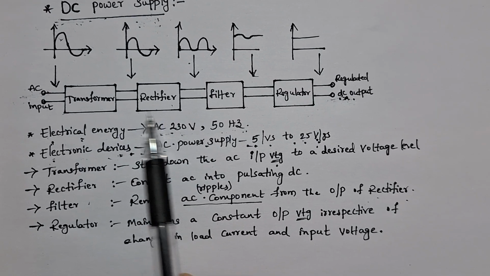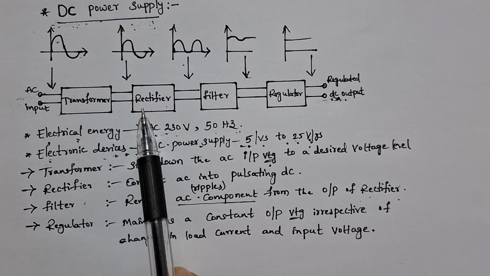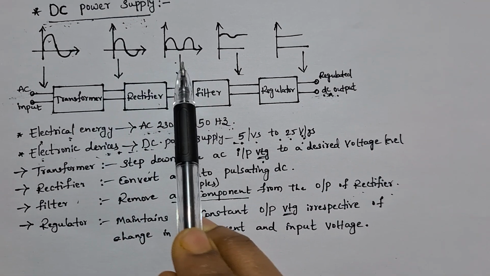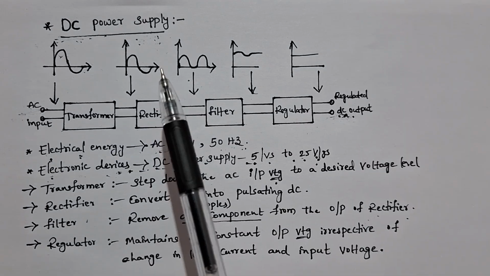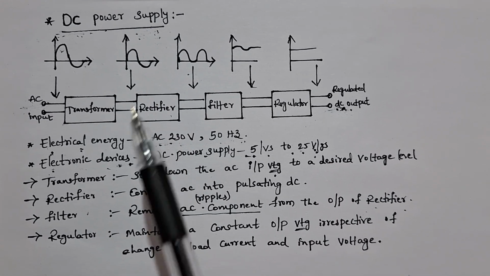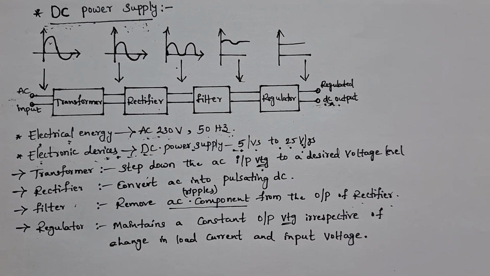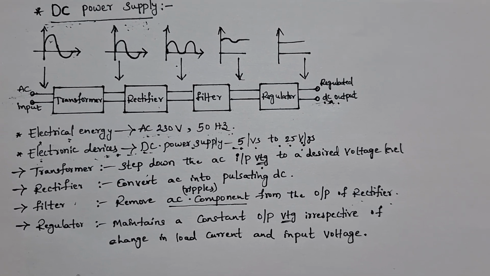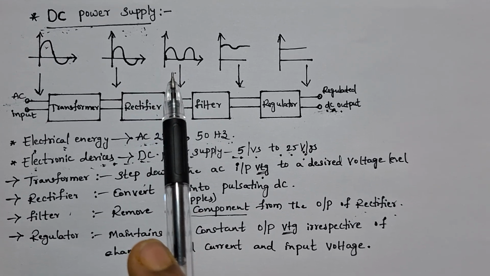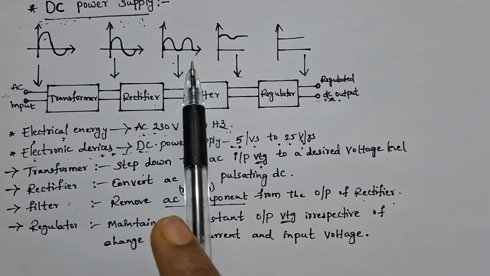The next block is the rectifier. The function of the rectifier is to convert AC into pulsating DC, as shown in this figure. Here the output of the rectifier is pulsating DC, which means this output consists of both AC component as well as DC component. So the function of the rectifier is to convert AC into pulsating DC.